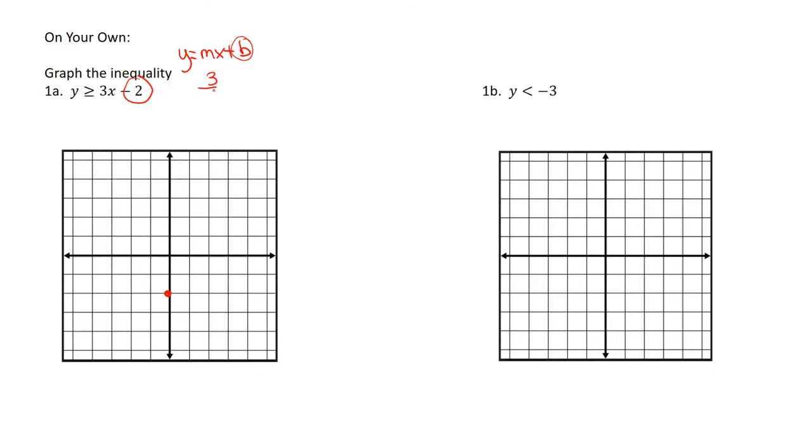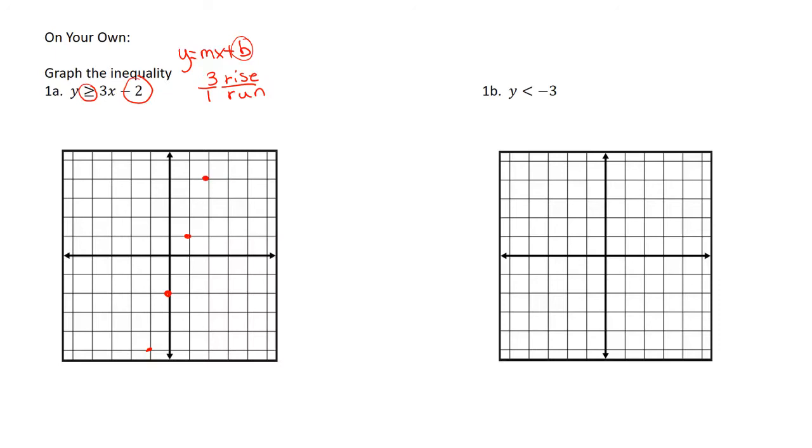And that's an understood 3 over 1. And remember, slope is rise over run. So we're going to rise 3, run 1. Rise 3, run 1. And I'm going to actually go down 3, but also left, so that makes it. Okay, now this says that we have greater than or equal, so our boundary line is going to be a solid line.